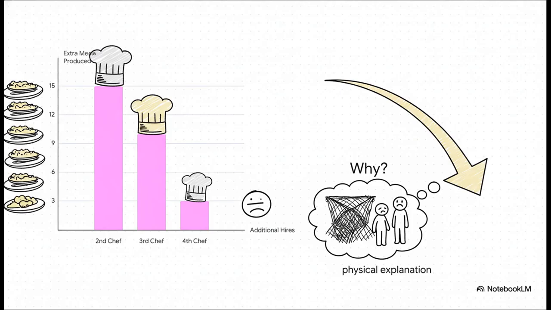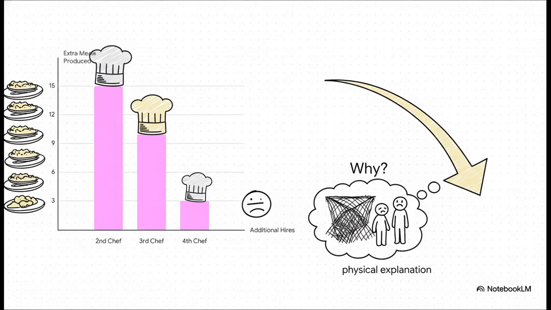That second chef was a rock star. They added 15 meals all on their own. The third chef, a solid 10. But look what happens with the fourth chef, a measly 3 extra meals. And that fifth chef we talked about, their marginal return was -8. They literally made things worse. They didn't just fail to contribute, they actively dragged the whole operation down.